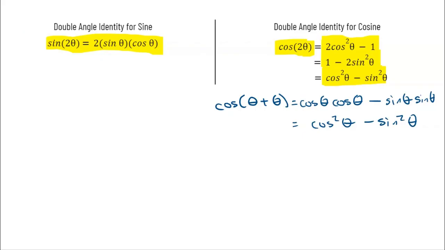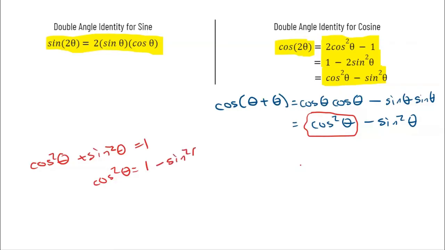I can incorporate some of those Pythagorean identities. I could literally replace cosine squared with 1 minus sine squared. Let me explain that real quick. We learned the Pythagorean identities earlier in this video that cosine squared plus sine squared of theta equals 1. So if I subtract the sine squared over, I get that cosine squared of theta equals 1 minus sine squared of theta. So I'm going to replace this cosine squared right here with 1 minus sine squared of theta. The other minus sine squared of theta is still there from the back, and I get 1 minus 2 sine squared of theta. That's how I could derive that second formula.